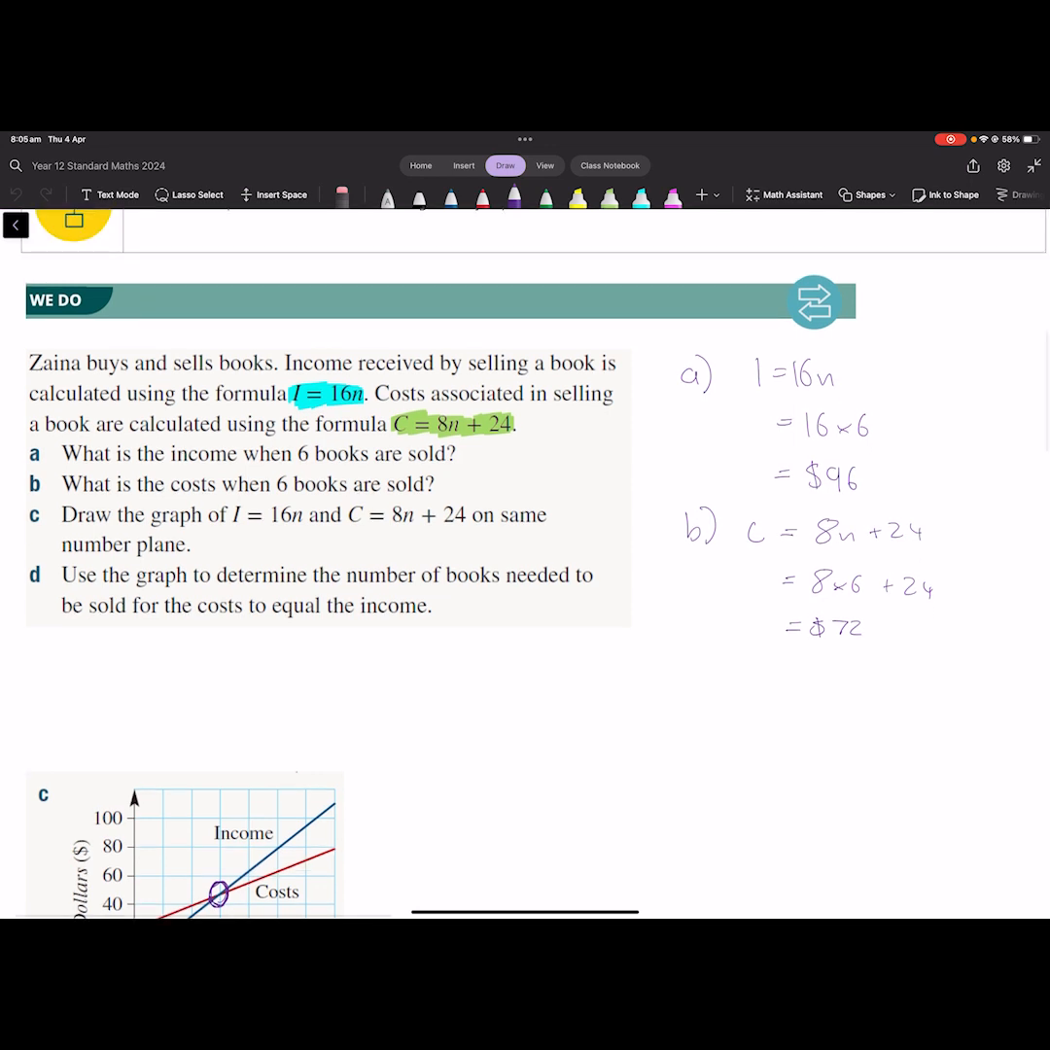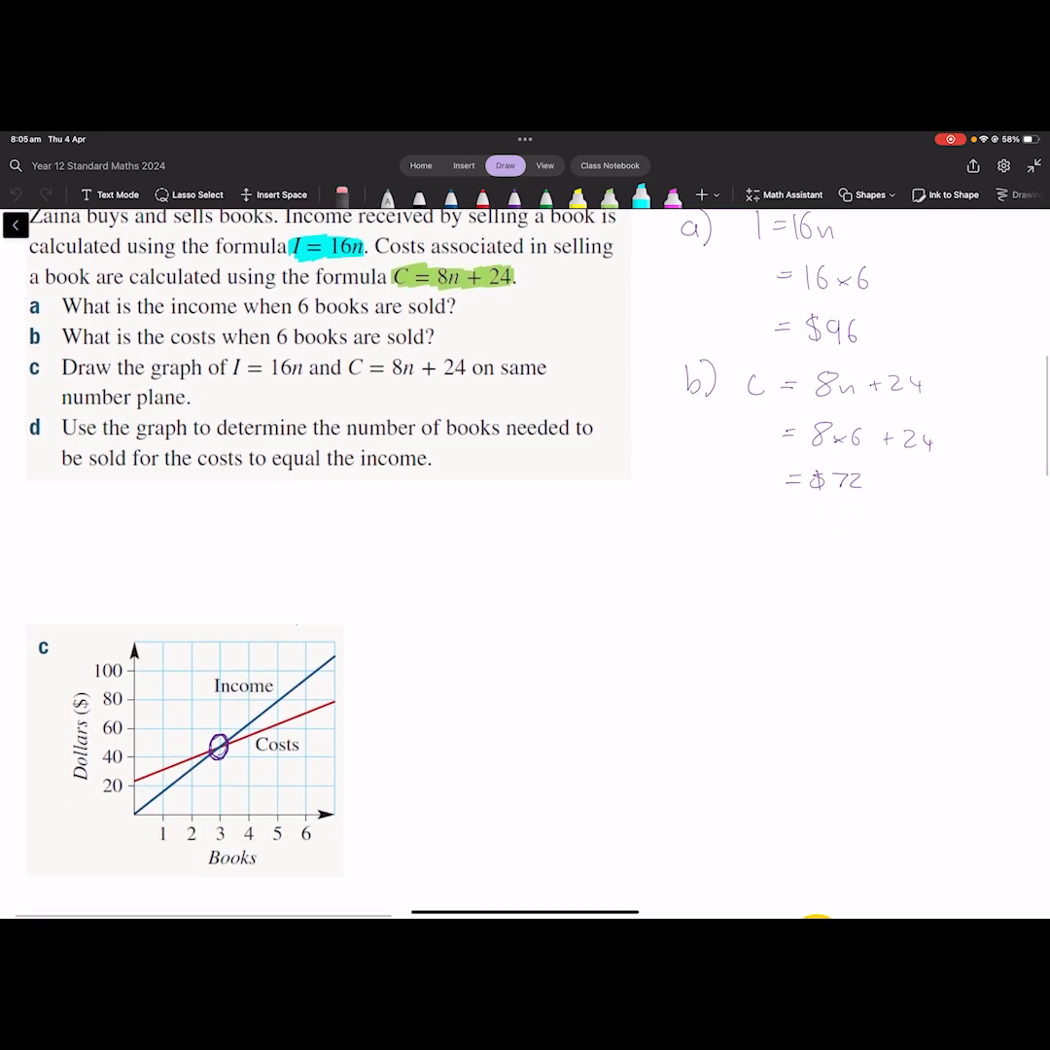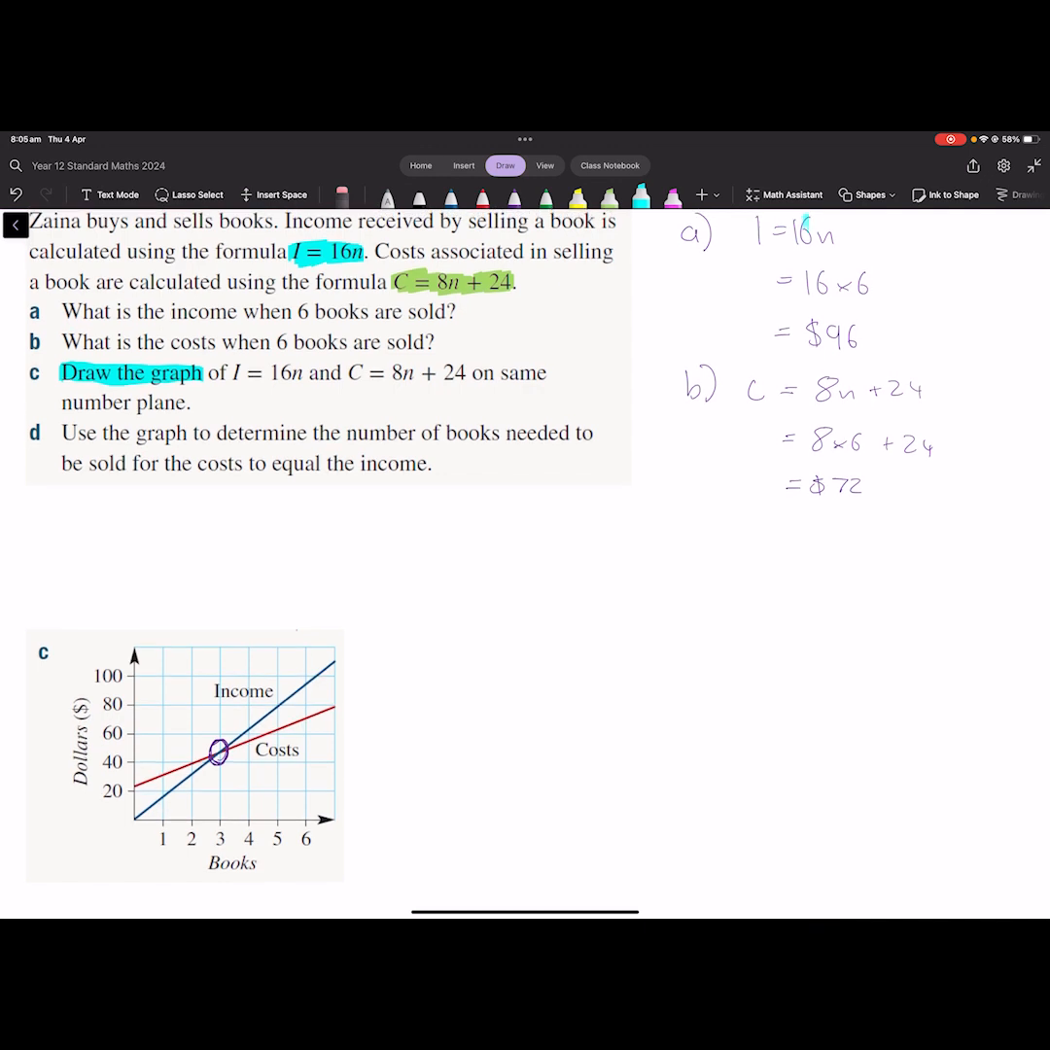Now we get to the part where we're actually going to solve simultaneously. I've already drawn the graph here. But just to remind you, if you were going to draw this graph, this first equation would have a rise over run of 16. So for every 1 book, you would go up by 16. And it's got a y-intercept of 0. That's why it's got a y-intercept of 0 down here.